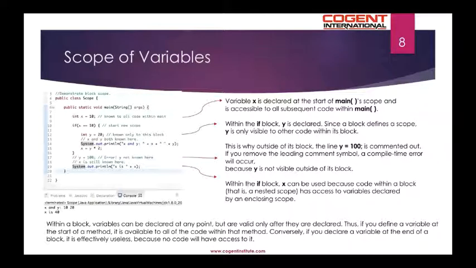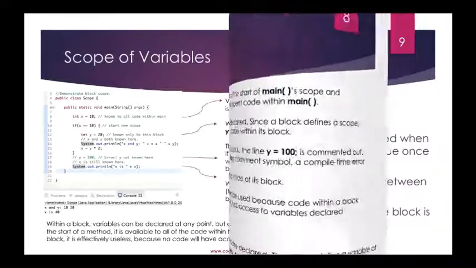Within the if block, x can be used because code within a block has access to variables declared by an enclosing scope. So the main method has an outer scope and the if block has an inner scope. So variables which are in the outer scope can be accessible within the inner scope. So within the block, variables can be declared at any point, but are valid only after they are declared. Thus, if you define a variable at the start of a method, it is available to all of the code within that method. Conversely, if you declare a variable at the end of the block, it is effectively useless because no code will have access to it.